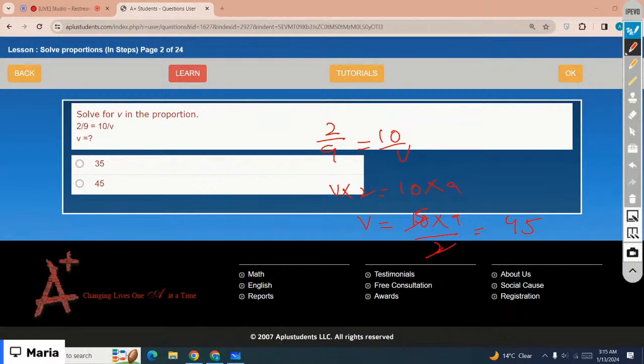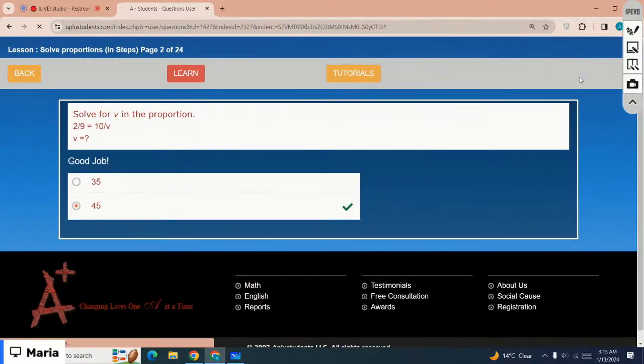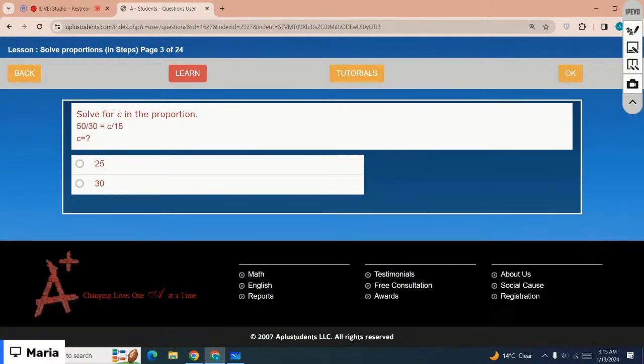The correct option is V equals 45, right? Okay, the next one is solve for C in the proportion. You can solve the question in your notebook. I am waiting for the answers from your side, so you can please solve.